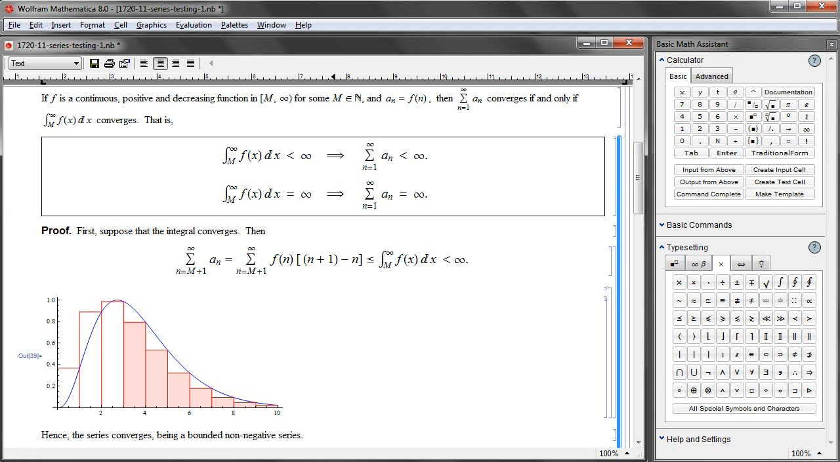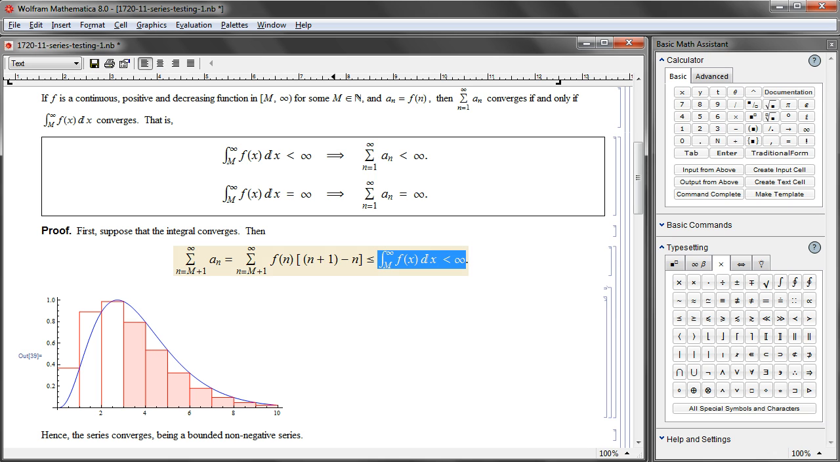And the sum of the areas of all these pink rectangles is less than the integral calculated from m to infinity, and that's less than infinity, so the tail part of the series should be bounded. And then we can apply that monotone sequence theorem, monotone non-negative series theorem, whatever you may want to call it, and conclude that the series converges.